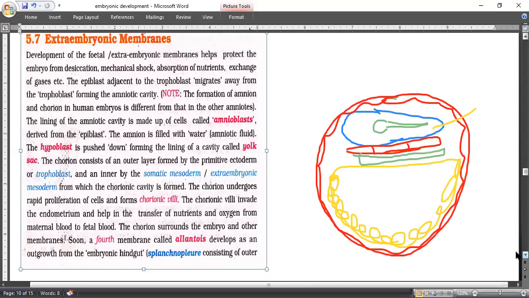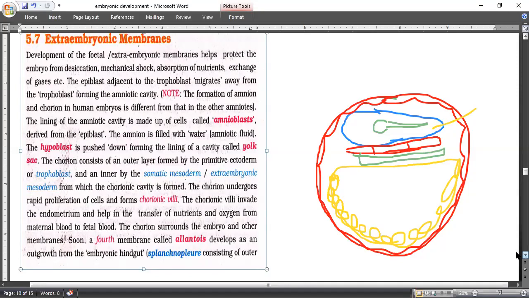Now let's start. The development of fetal or extra embryonic membranes helps protect the embryo from desiccation and mechanical shock, and helps in absorption of nutrients and exchange of gases. The importance of extra embryonic membranes is that they protect the embryo from desiccation, mechanical shock, absorption of nutrients and exchange of gases.